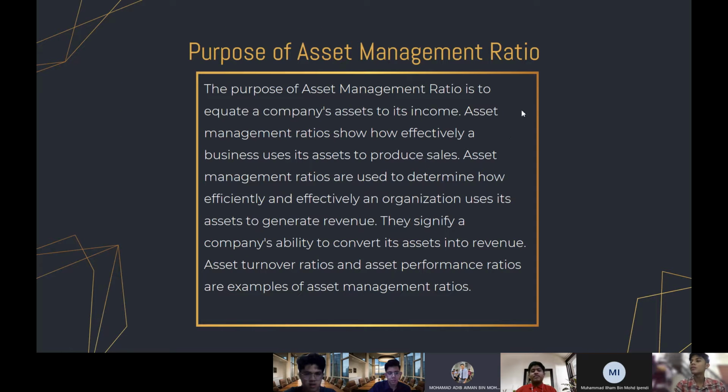Okay, moving on to the next, asset management ratio. The purpose of the asset management ratio is to equate a company's assets to its income. Asset management ratios show how effectively a business uses its assets to produce sales. They are used to determine how efficiently and effectively an organization uses its assets to generate revenue. They signify the company's ability to convert its assets into revenue. Asset turnover ratio and asset performance ratio are examples of asset management ratios.